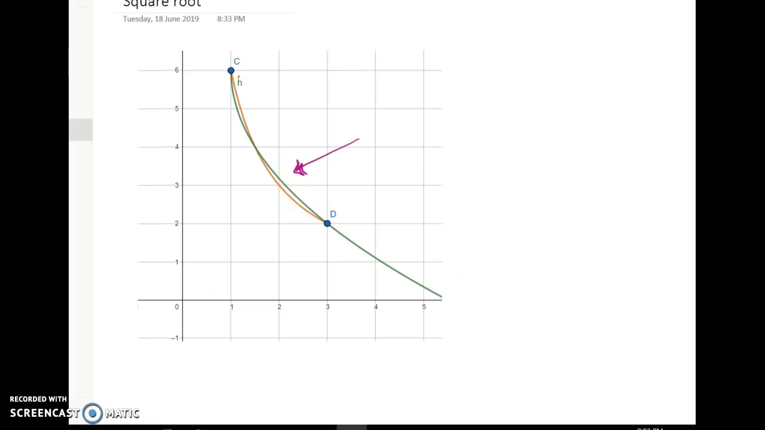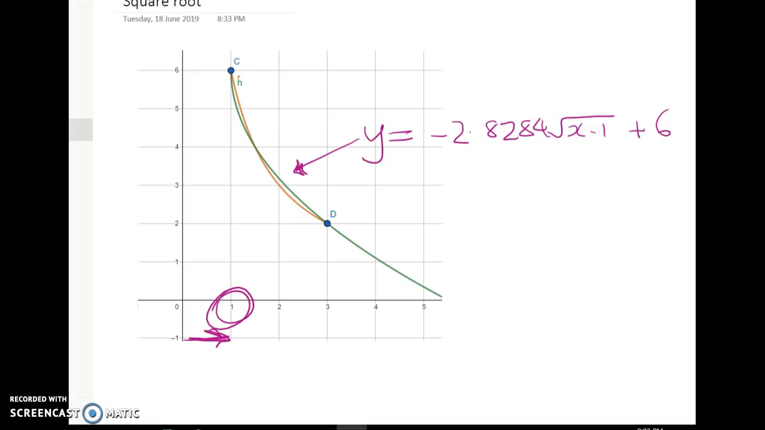It's really pretty good, right? The brown curve in here is the actual curve, and the green curve is our square root curve, which is y equals negative 2.8284 root x minus 1 plus 6. So again, just look at what I did. I've got a shift out of 1 unit, and I've got a shift up of 6 units. Okay, so that's where that's coming from and where that's coming from.